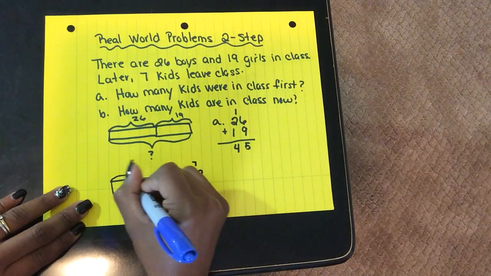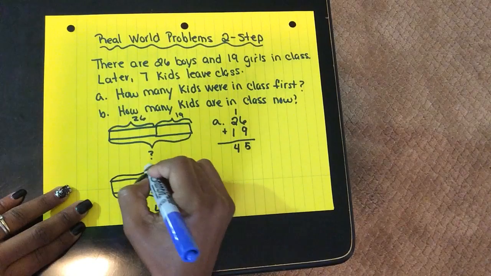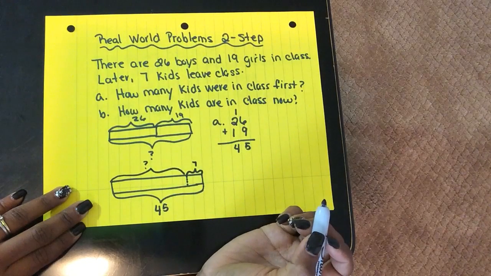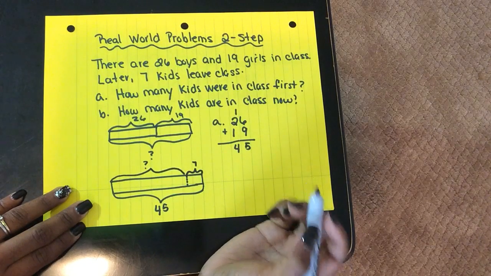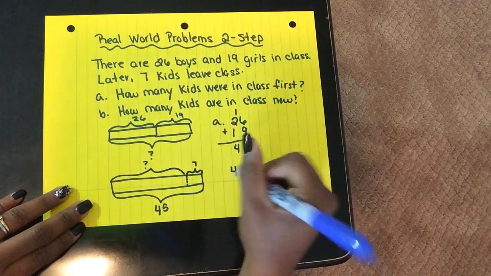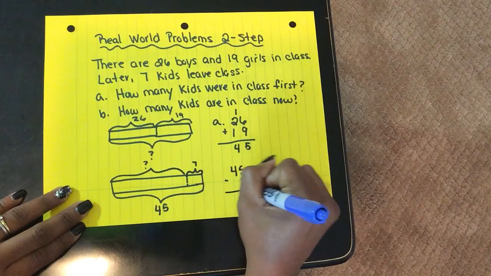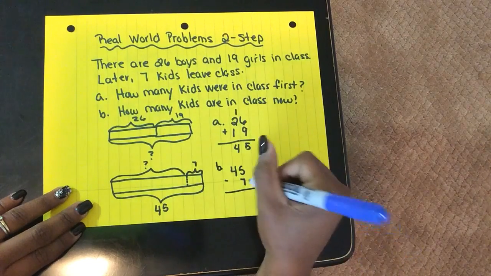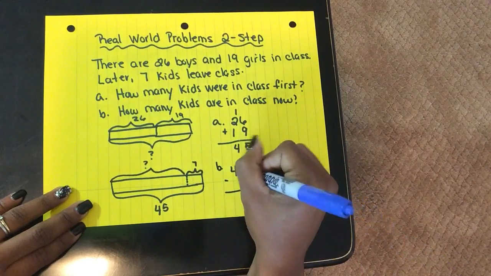The part I don't know is how many are left. In order to find out how many are left, I have to take away the amount we had in the beginning, which is 45 students, minus the 7 that left. This is the part B. I cannot take 7 from 5, so I need to regroup a 10.